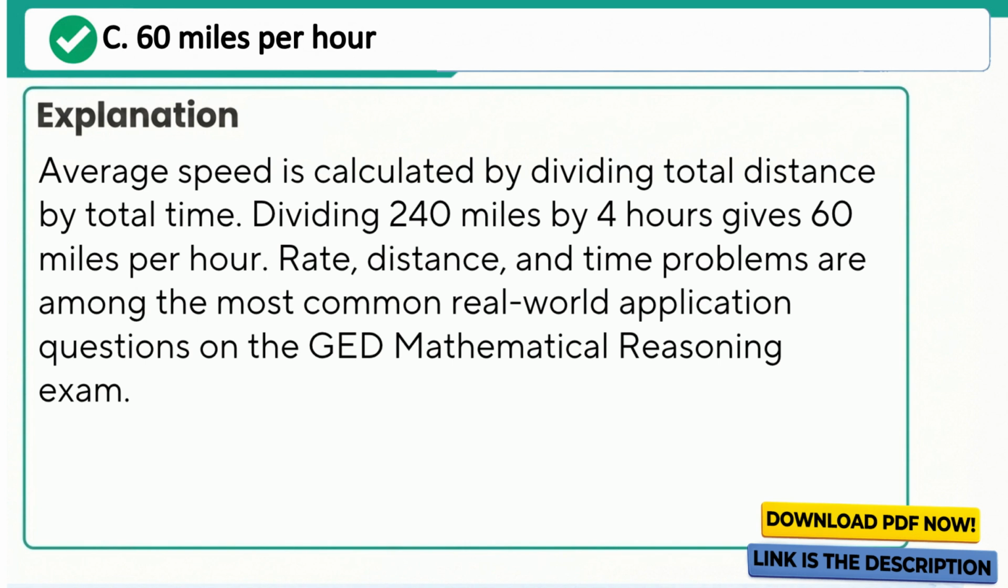Explanation. Average speed is calculated by dividing total distance by total time. Dividing 240 miles by 4 hours gives 60 miles per hour. Rate, distance, and time problems are among the most common real-world application questions on the GED Mathematical Reasoning exam.